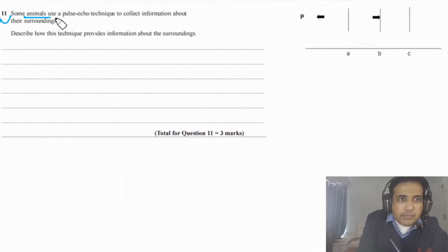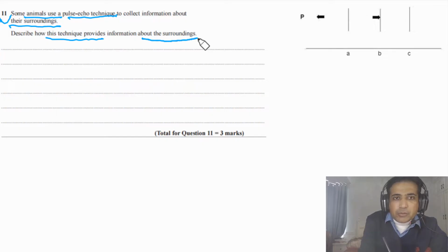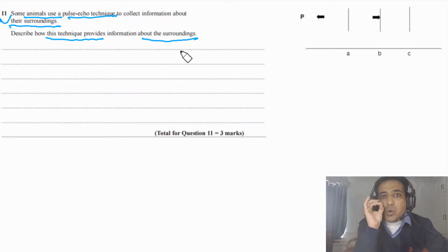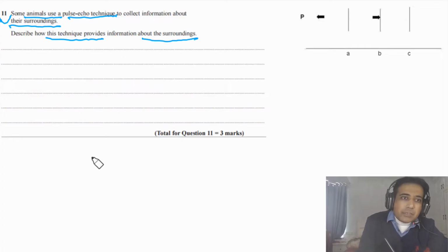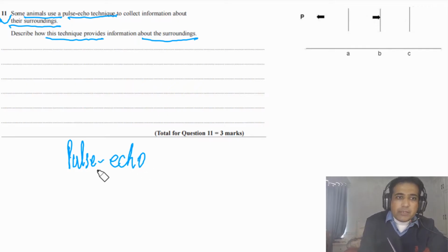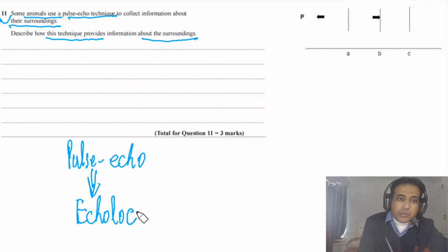Question 11 says some animals use a pulse echo technique to collect information about their surroundings. Describe how this technique provides information about the surroundings. Pulse echo is very obvious from the name of this technique, which is given to us. This technique is the pulse echo technique, and it is based on the echolocation principle.